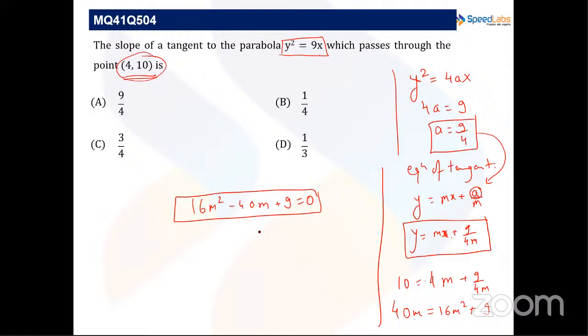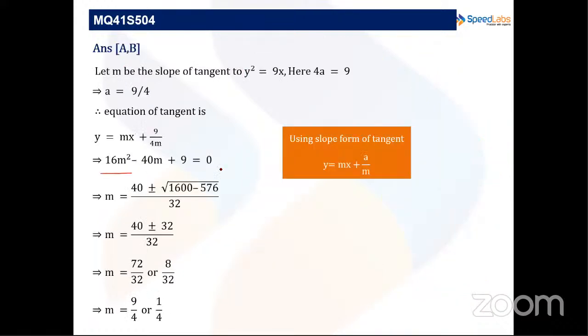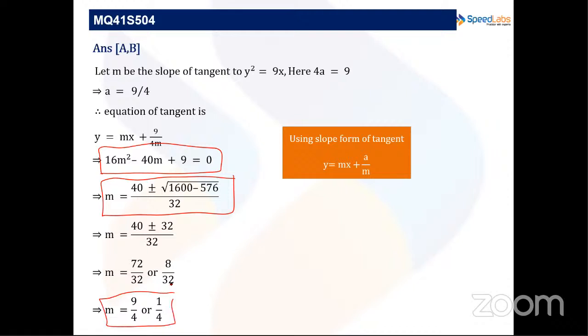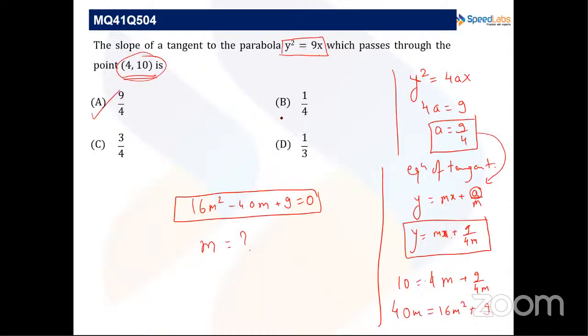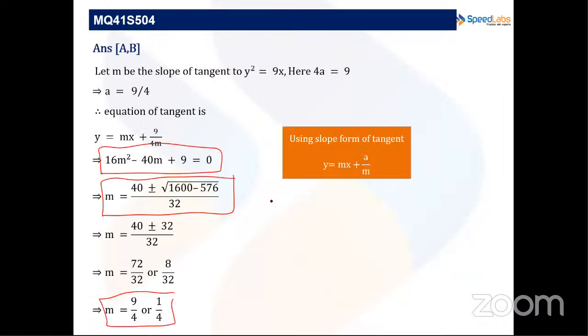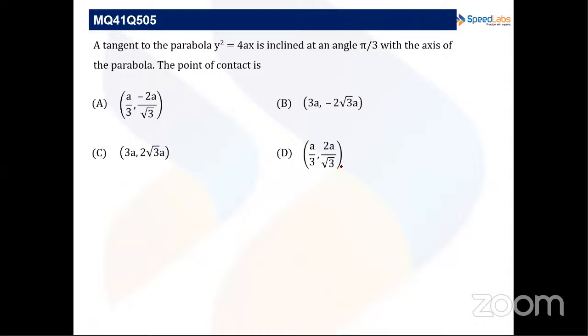You can solve this quadratic equation and you will get the values of m. We can solve it by the Sridharacharya formula and we will get the value of m as 9 by 4 or 1 by 4. So the right answers are 9 by 4 and 1 by 4, that is A and B. Moving to the next question.